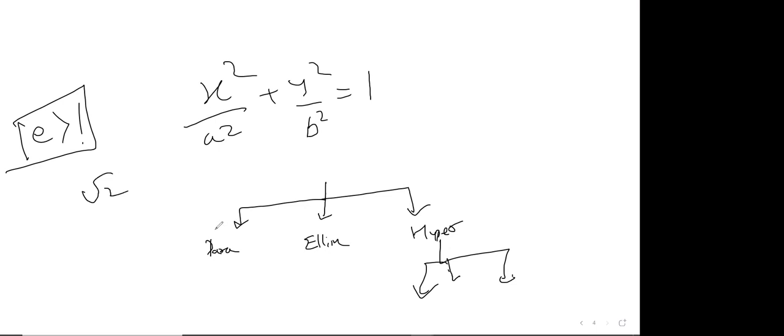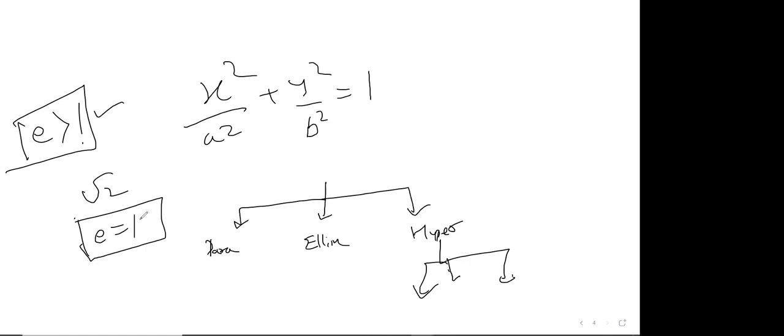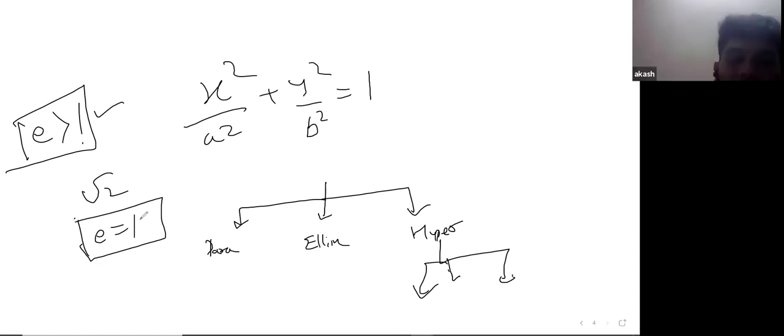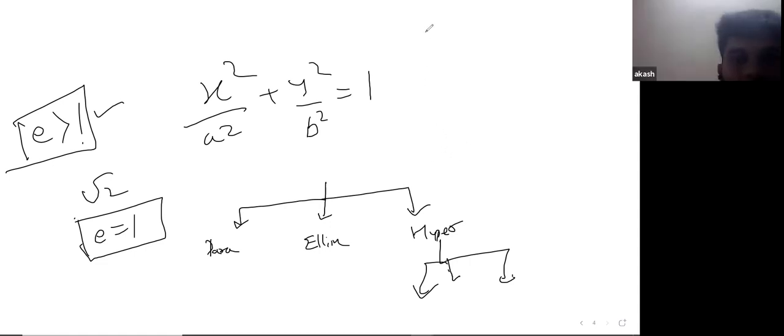For parabola, there's no value for e, and for this one it's just square root 2. No, no. Parabola is e equals 1; there is a value for parabola, e equals 1. For ellipse, e is less than 1. Okay, sir. Let's move forward.